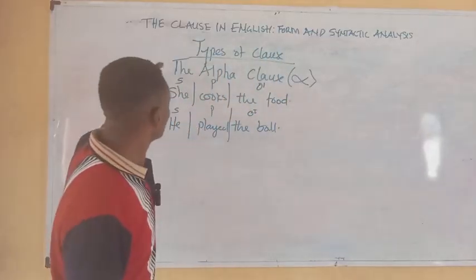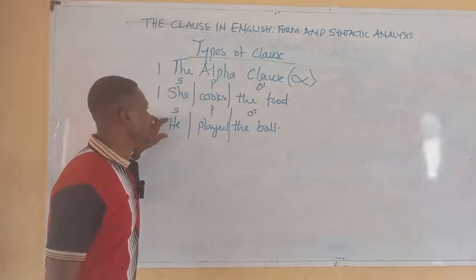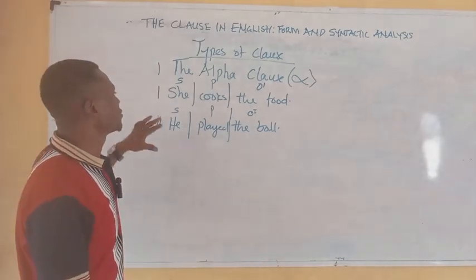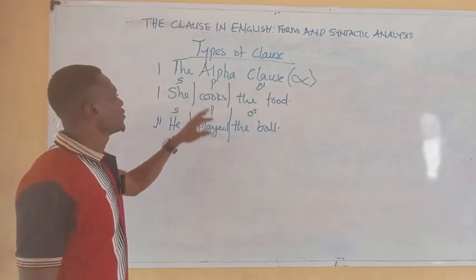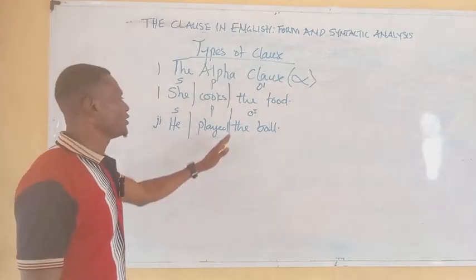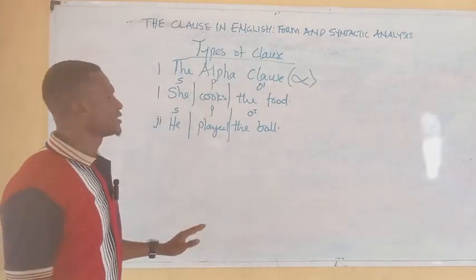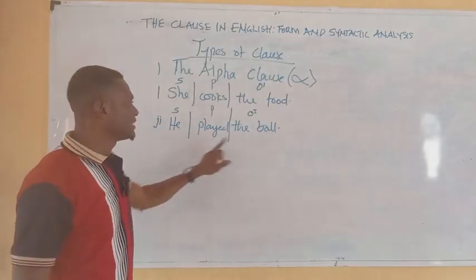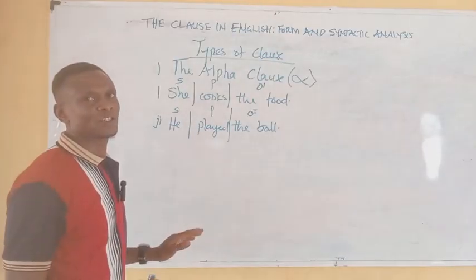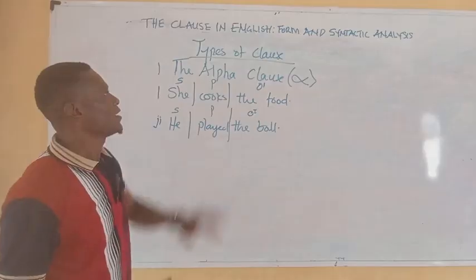We discovered that these two examples of statements can stand on their own without depending on another clause to convey their meaning. So, she cooked the food, past tense. He played the ball, past tense. That is an alpha clause for you.